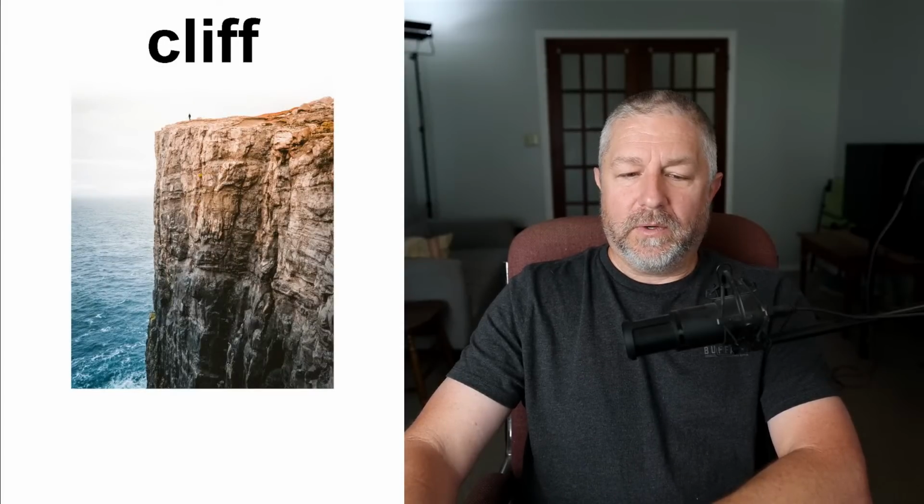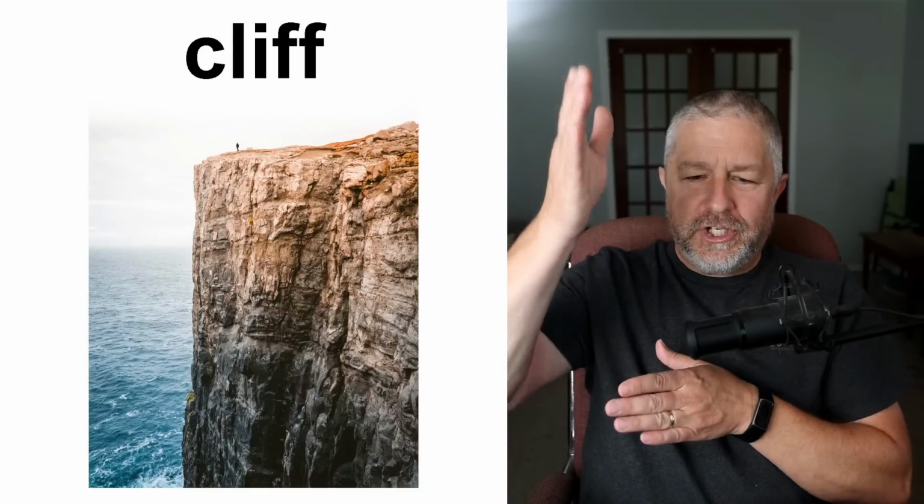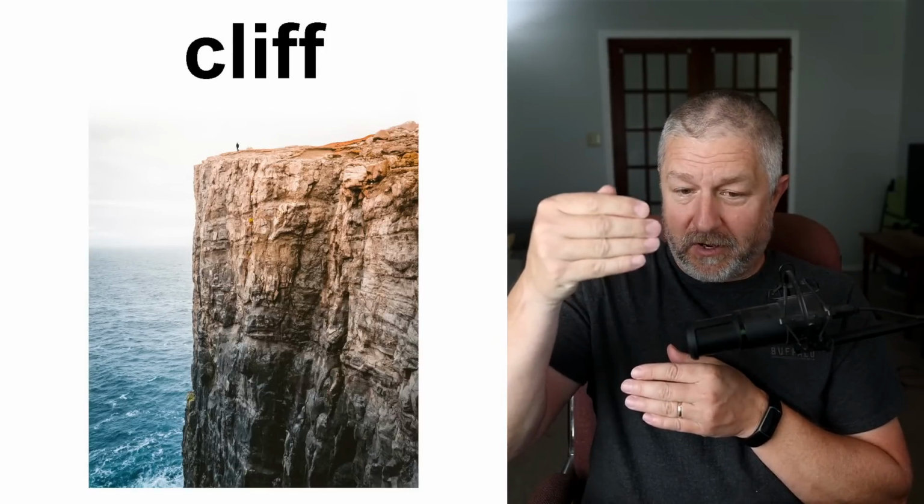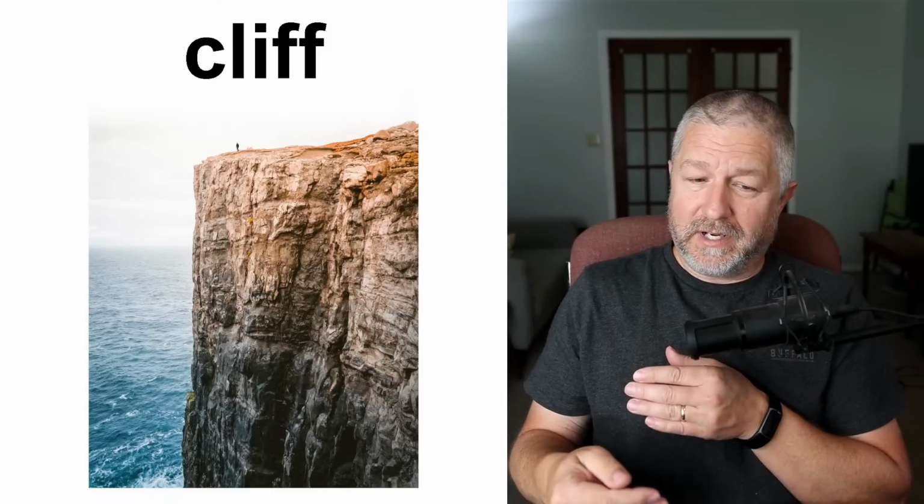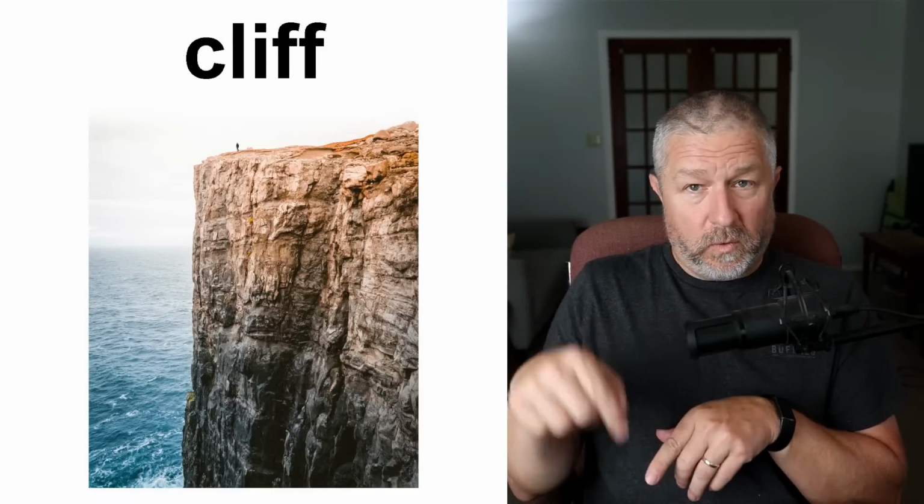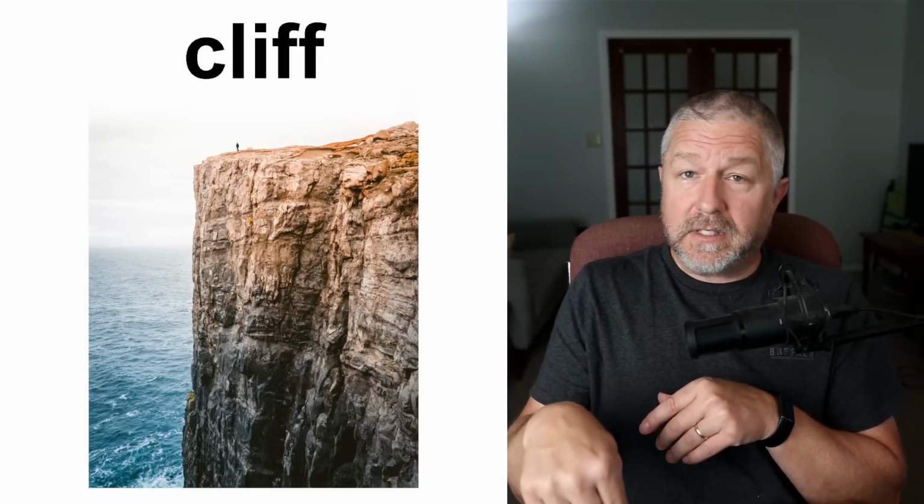A cliff. So a simpler one. A cliff is simply a sheer drop where the land ends and goes almost straight down. We call this a cliff. You might walk to the edge of a cliff and look down and see water. You might walk to the edge of a cliff and look down and simply see land.